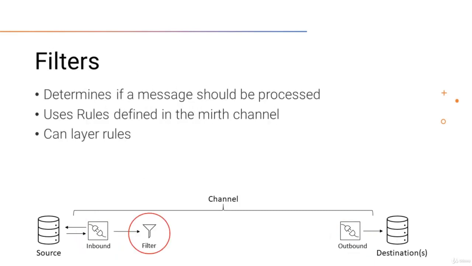Filters are another component of a channel. They determine if a message should be processed or filtered. These filters use rules to determine what messages should go through. Multiple rules can be layered, and if more than one rule is created, they can allow an AND operator or an OR operator to be configured. For destinations, the filters are a key component for only allowing the correct type of data through.